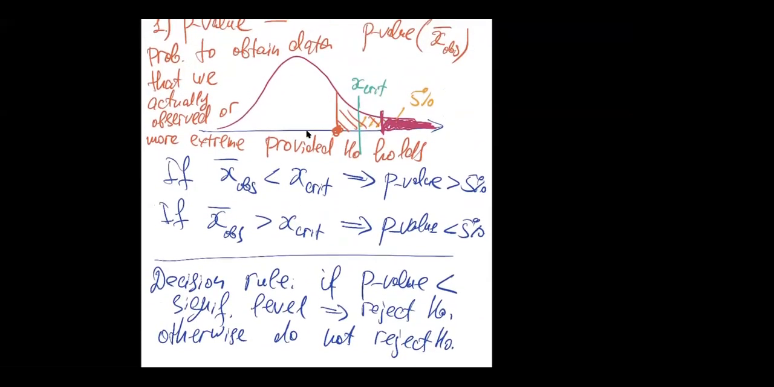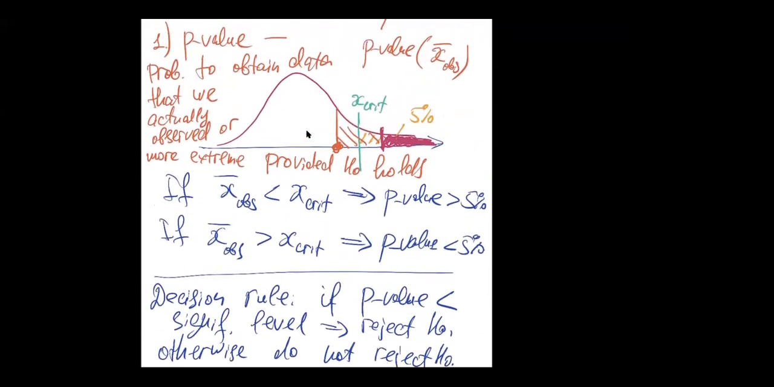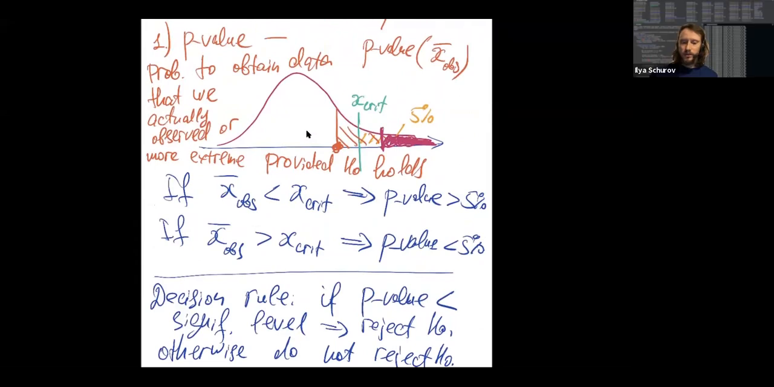P-value is a percent of error, yes? Yes, it can be seen. Okay, so we use this curve to describe the distribution of theoretically possible values of sample averages, provided that the null hypothesis holds.